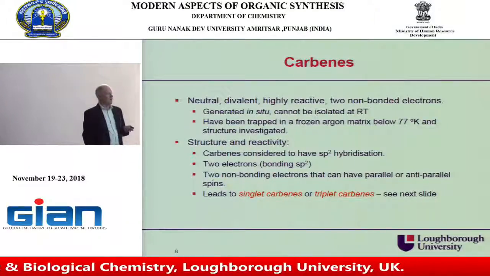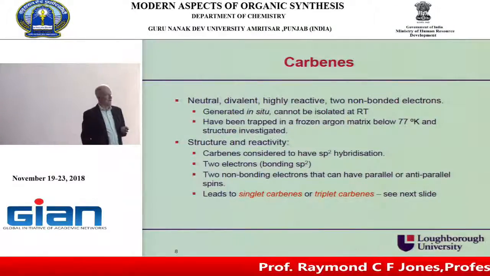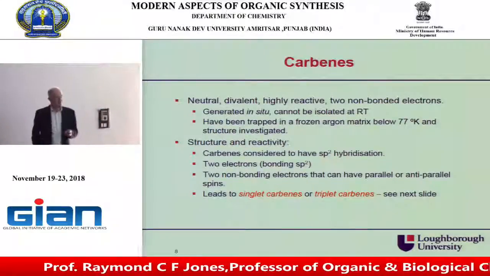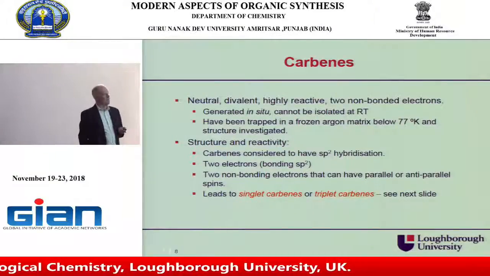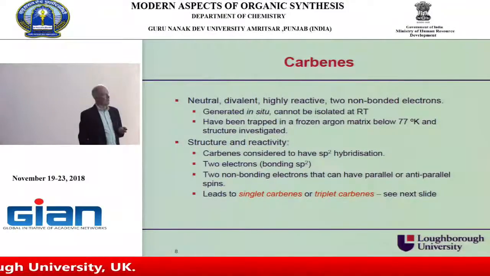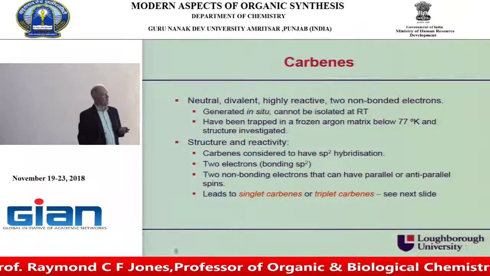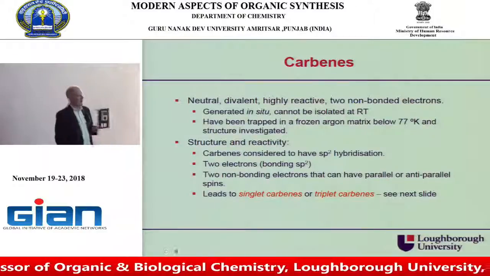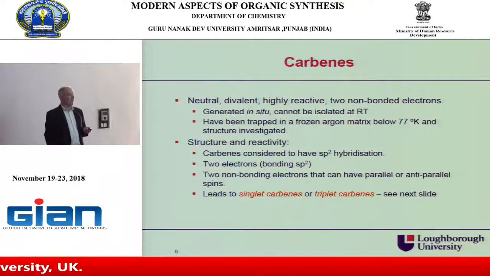What's their structure? They're considered to be sp2 hybridized. That means that the 2 covalent bonds to carbon and a 3rd orbital, which contain 1 or 2 electrons, are in a plane, and then there is another orbital available perpendicular to that plane. There are 2 electrons from the carbon that are involved in the 2 covalent bonds, sp2, pairing with whatever the attached atoms are. Then there are 2 non-bonding electrons, that potentially could have parallel or anti-parallel spins. So it could be paired or not.